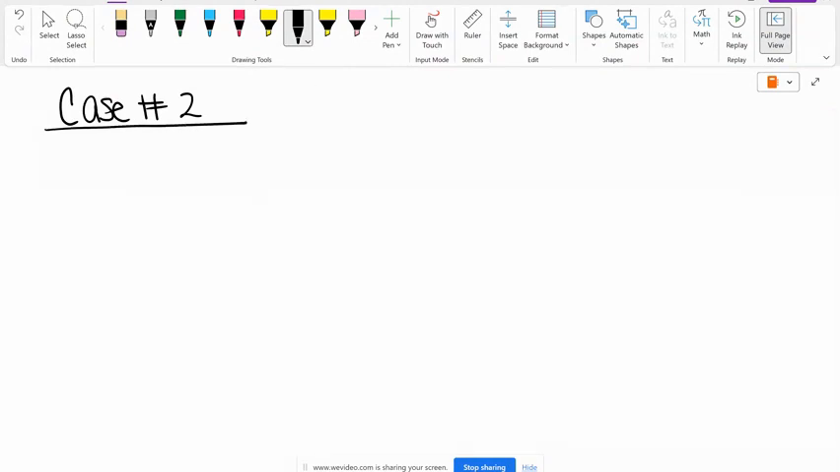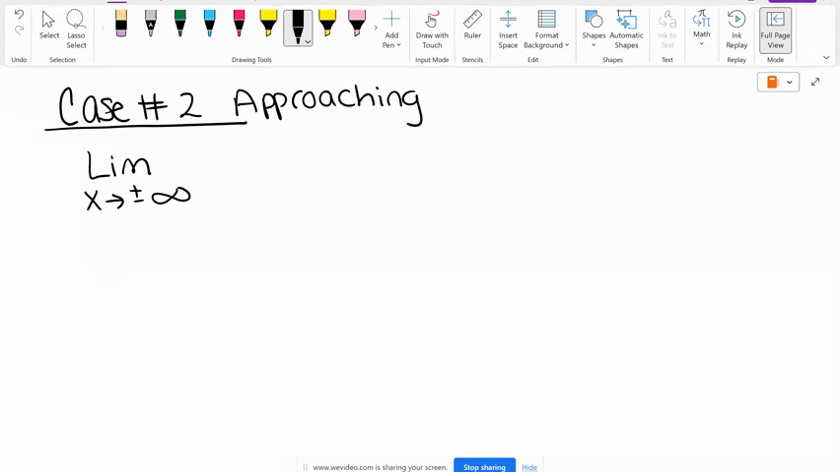Okay. So for case number 2, there's only one scenario here. Case number 2 is when the limit of x approaches plus or minus infinity. So case number 2, approaching infinity. This only works if you're approaching infinity. If you're approaching a real number, does this work? No. So we're only approaching plus or minus infinity.